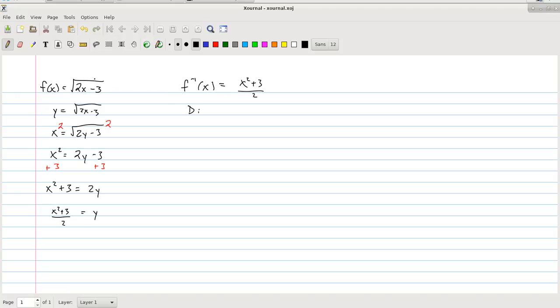Now, the square root function does not attain negative values. That means that we're looking at x values that are greater than or equal to 0. So here is the inverse, and here is its domain.